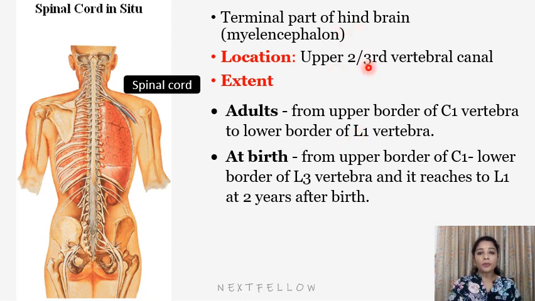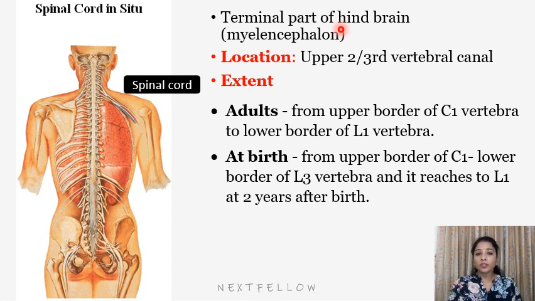It occupies the upper two-thirds of the vertebral canal, and where it terminates, the lower end is called the conus medullaris, which is also called the medullary cone, and this is located at the level of the lower border of L1 vertebra in adults. At birth, it extends from the upper border of C1 till the lower border of L3 vertebra, and it reaches the adult level, L1, at 2 years of age after birth.